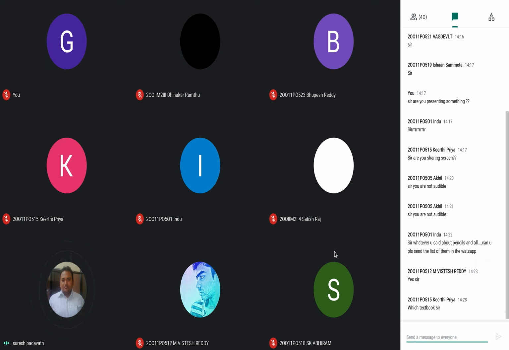Okay, see, first take the name, your name, roll number, and the date. The title box is used in the drawing sheet, on the right side of the drawing sheet.